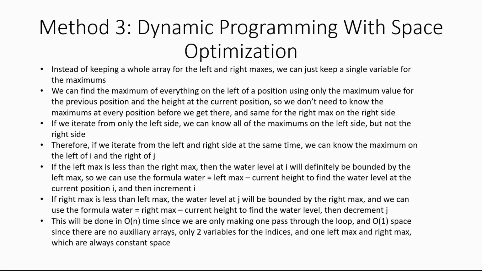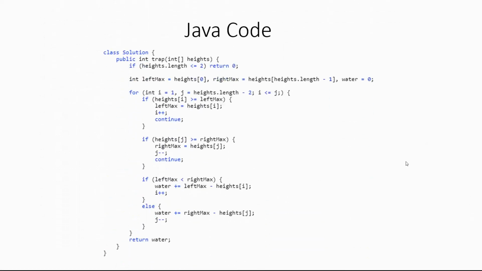This method also has an O of n runtime, since we only do it in one pass, but the extra benefit over the second method is that there is constant memory usage, since we only have left max and right max, and we don't make any auxiliary arrays. Again, this is how I coded it in Java.